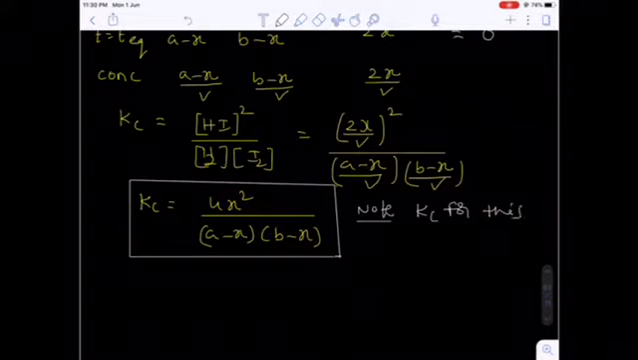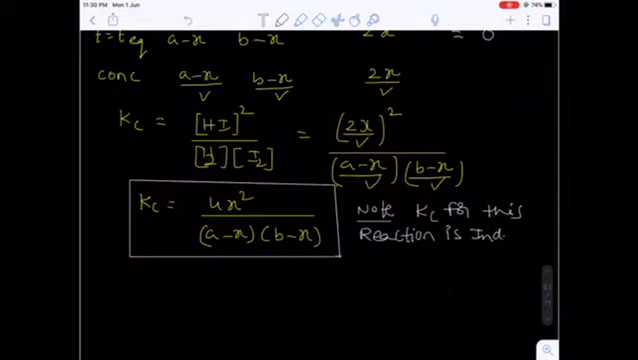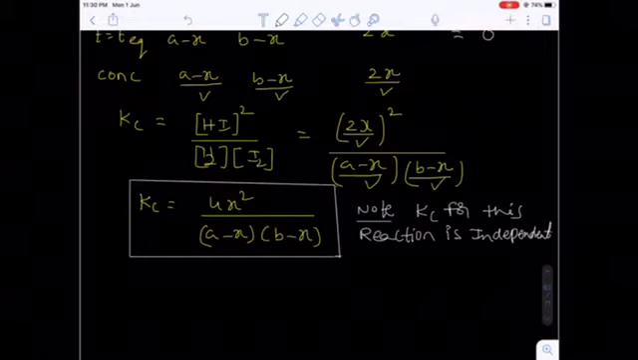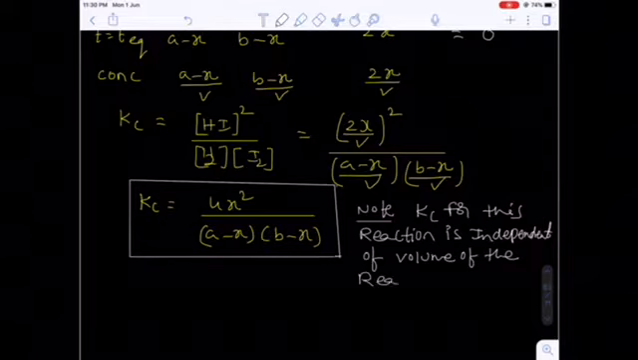Kc for this reaction is independent of the volume of the reaction container.